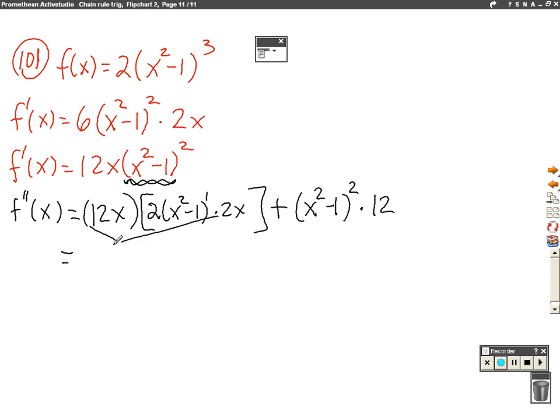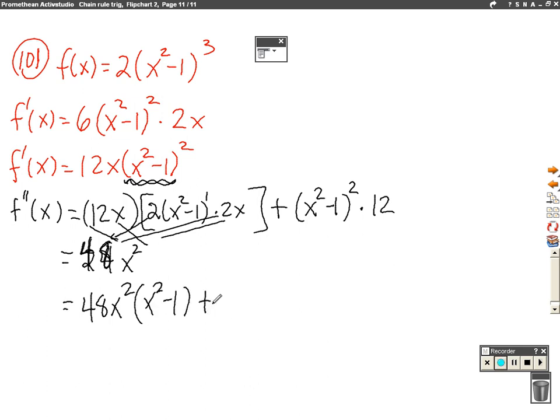12 times 2 is 24. X times x is x squared. I just saw another 2, times this 2 will make 48. I'll write that better. Let's do 48x squared times x squared minus 1 plus 12 times x squared minus 1 squared. And yes, we could distribute this, but I'm running out of time.